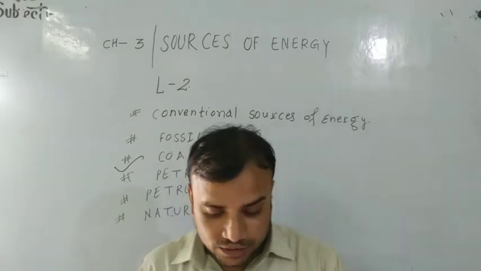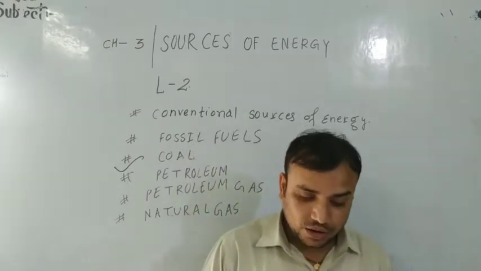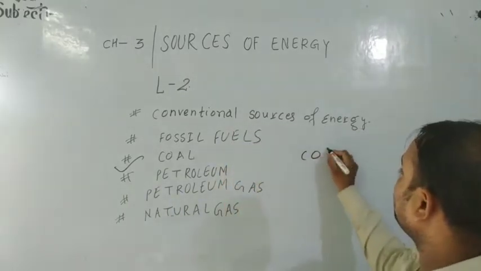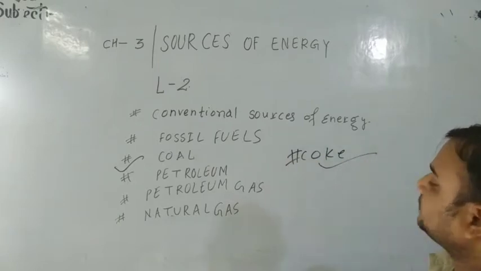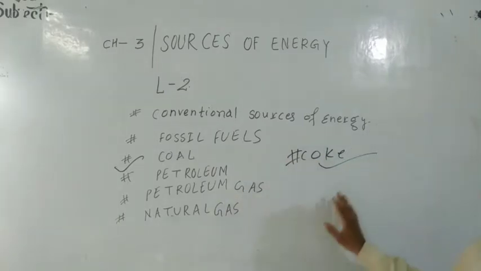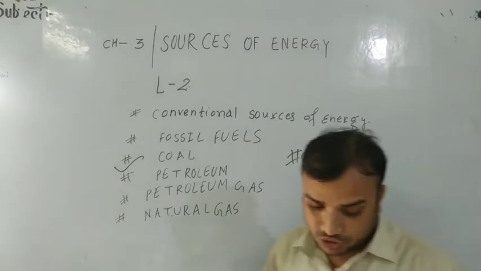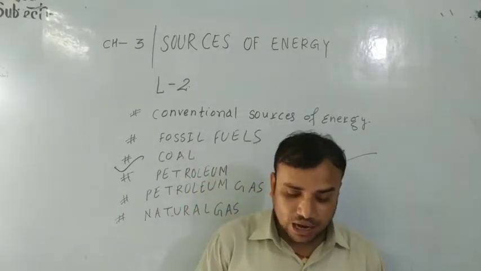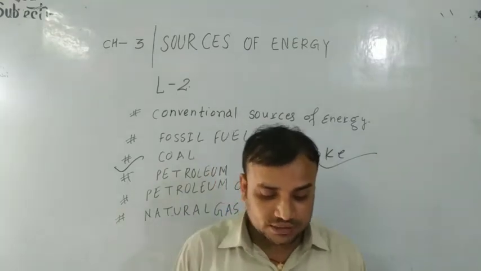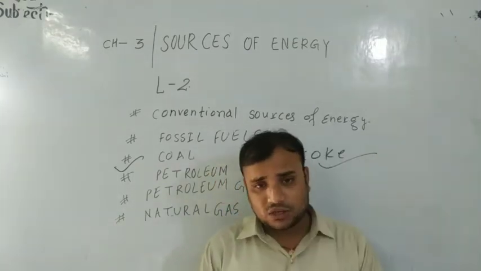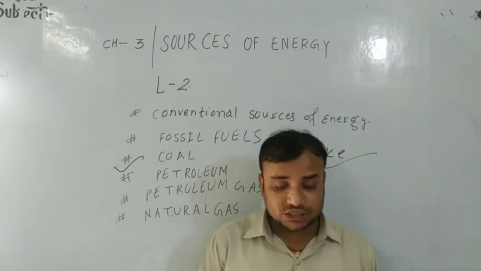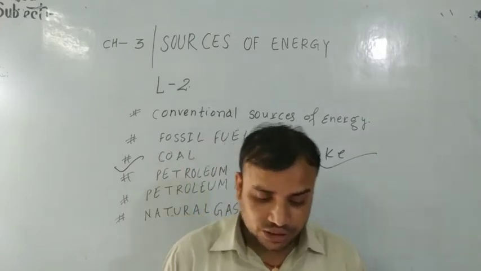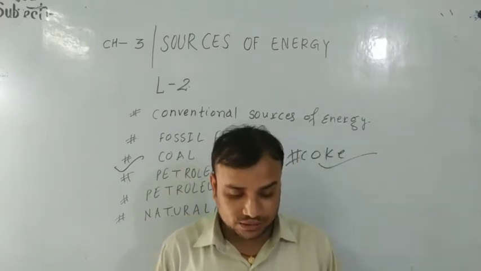Now, dear student, coke is 98% carbon. Coke is a better fuel than coal because in it 98% carbon is present. So, dear student, coke is a better fuel than coal because it produces more heat than an equal mass of coal, and it does not produce smoke while burning. And dear student, it does not produce pollution.